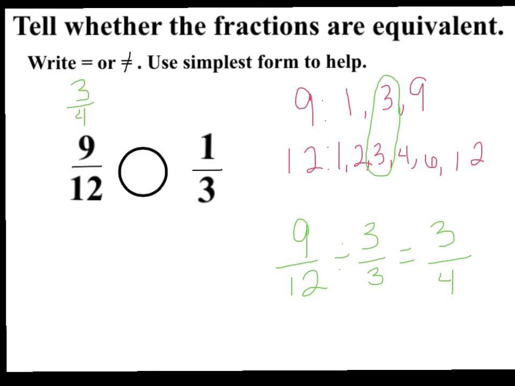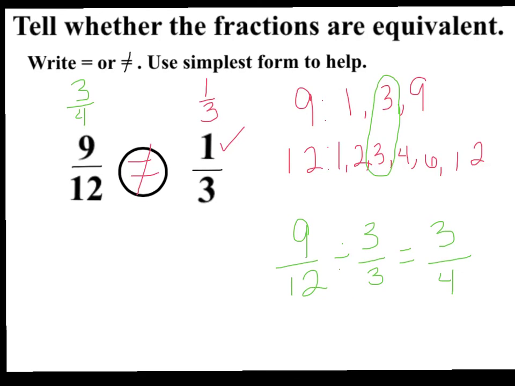Now I need to look at my 1/3. Well, now remember my trick? If there's a 1 in the numerator, then it's done. So there is a 1 in the numerator of 1/3. So 1/3 is already in simplest form. It's done. We don't have to do anything to it. So I have 3/4 and 1/3. Are those fractions equal? No, they are not. So I should have put an equal sign with a slash through it.